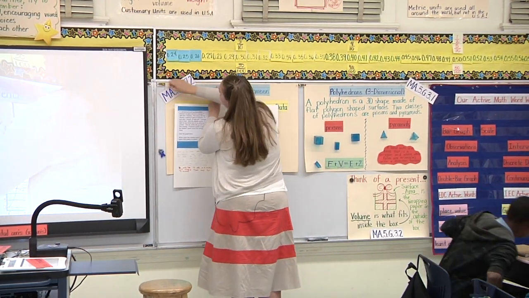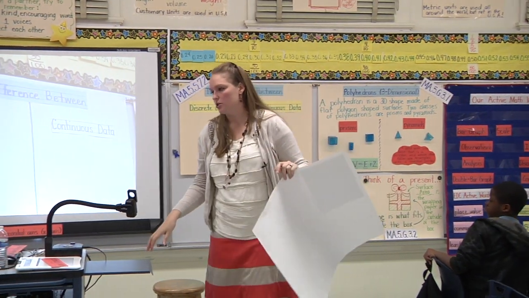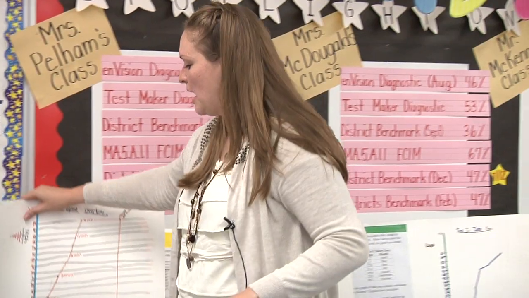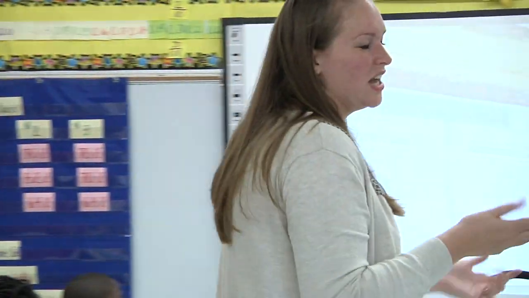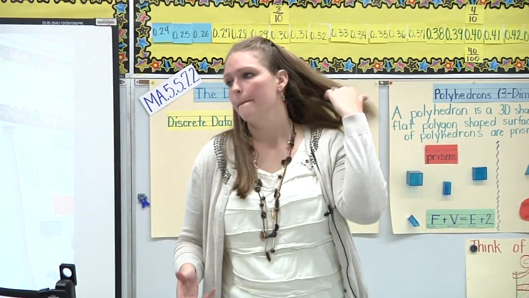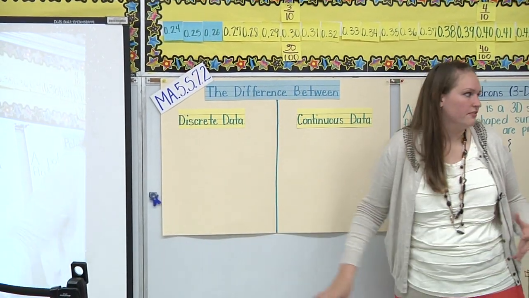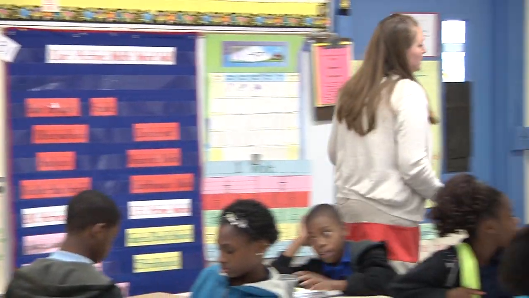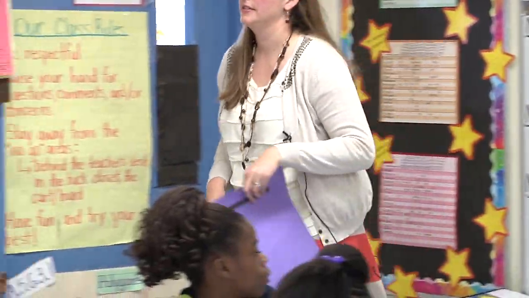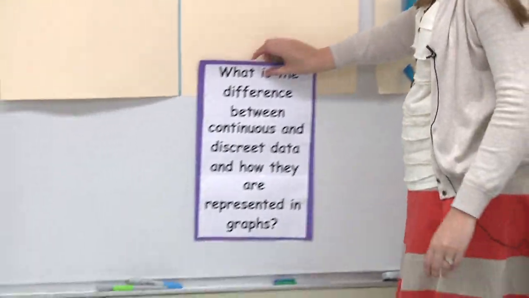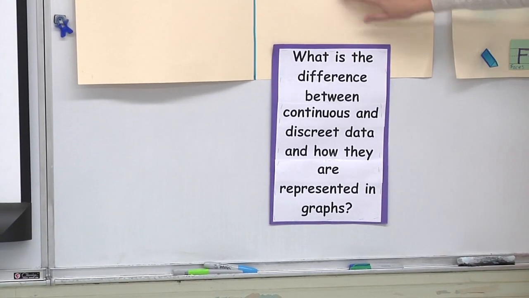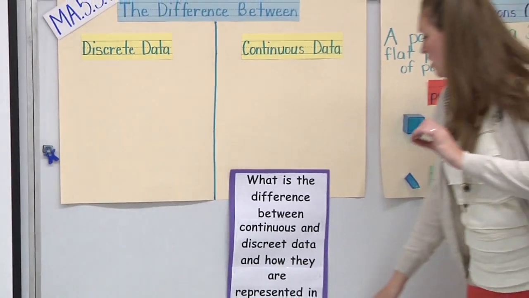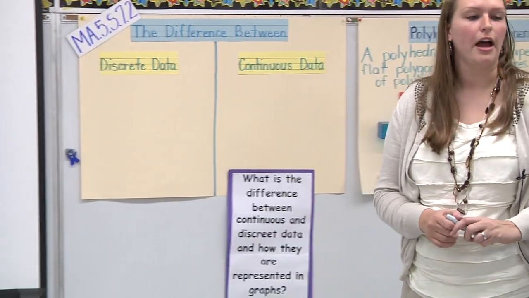Now, I have one last thing we're going to do before we take our exit ticket for today. The last thing we're going to do today is I want to talk about our essential question. I want to bring it back to that, and our standards. That's something we should be able to answer after every class. We've talked about what's the best type of graph, and that's what your exit ticket's going to be on, okay? But I want to talk this out right now. What is the difference between continuous and discrete data, and how are they represented in graphs? This is the essential question I want to answer today. Okay? Somebody help me with this.